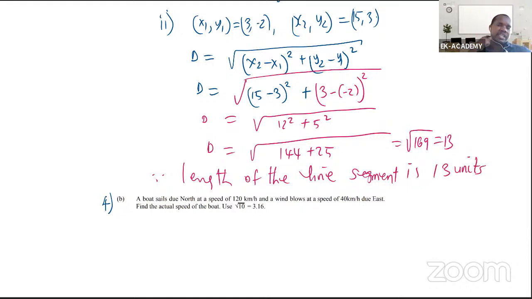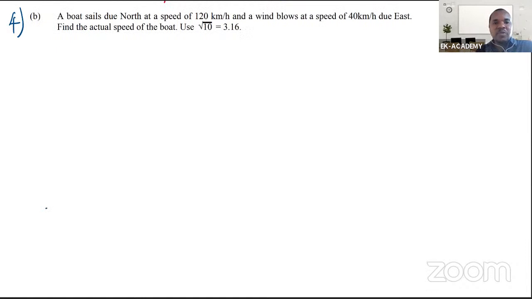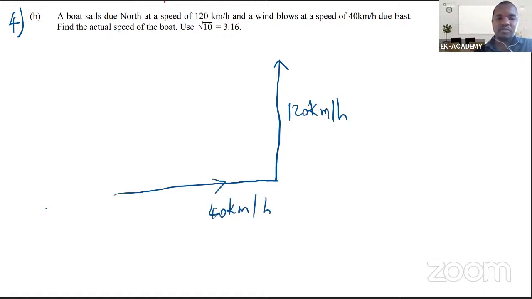So that is question number 4A, part 1 and part 2. Now let us go to question number 4B. A boat sails due north at a speed of 120 kilometers per hour. And we have a wind blowing in the west at a speed of 40 kilometers per hour. And we are supposed to find the actual speed of the boat.